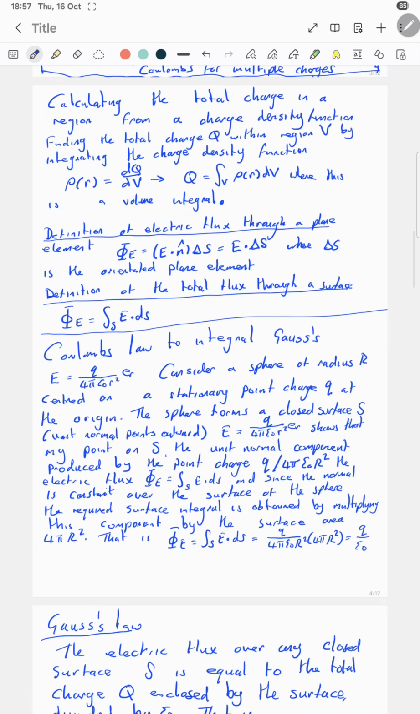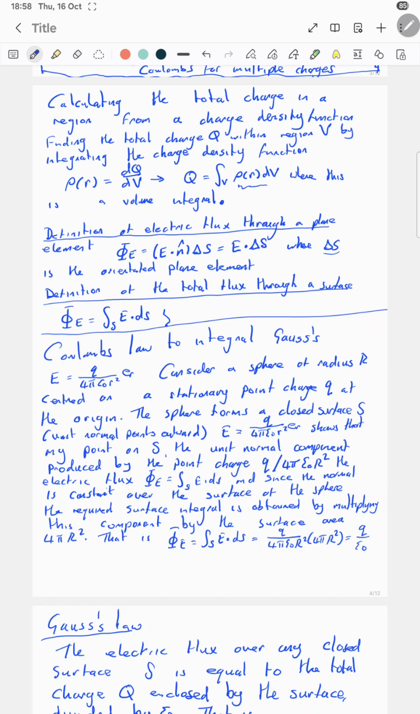Now, calculating the total charge in a region from a charge density function: we find the total charge Q within the region V by integrating the charge density function, where the integral here, Q, is the integral of the charge density over the volume, where this is a volume integral. The definition of electric flux through a plane element, where this is an oriented plane element, and the definition of a flux through a surface is given here.